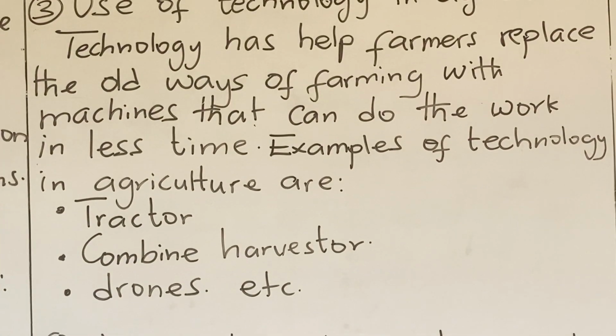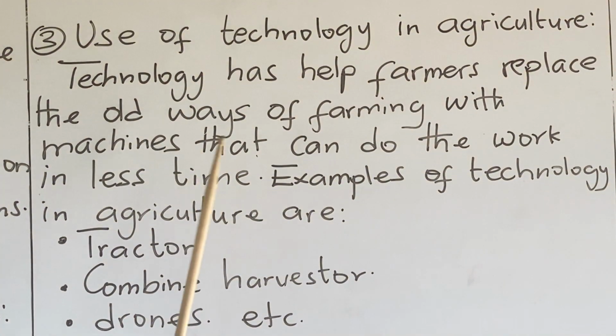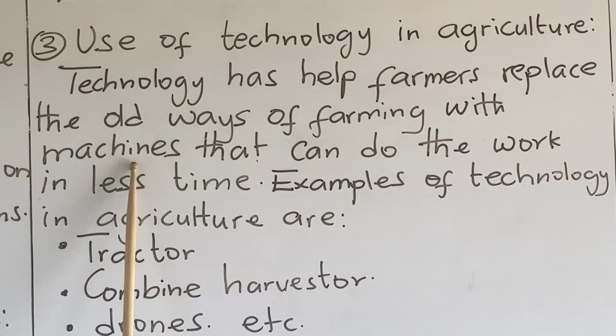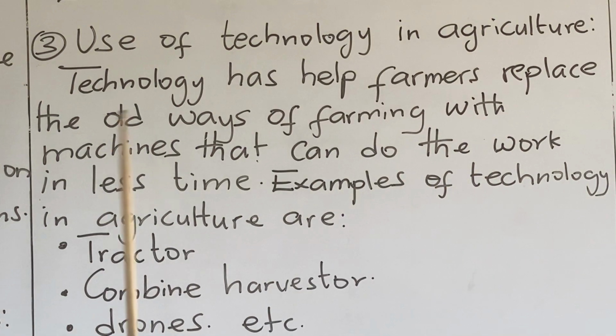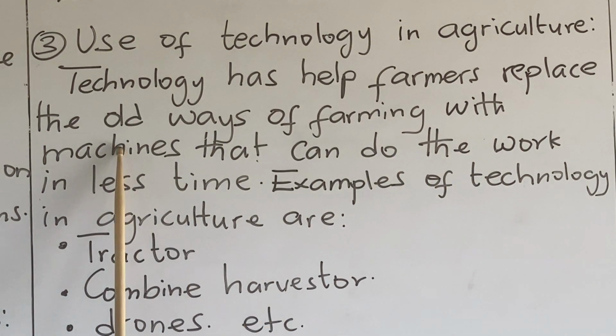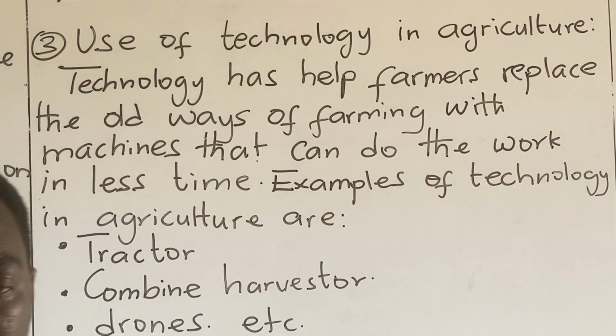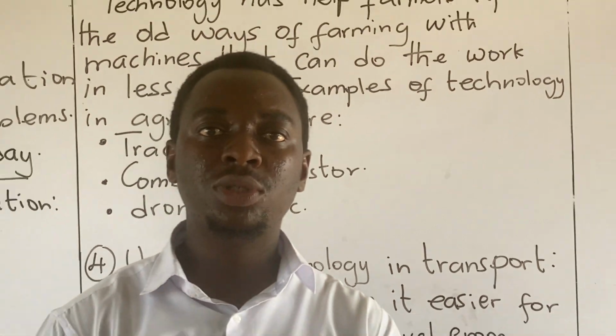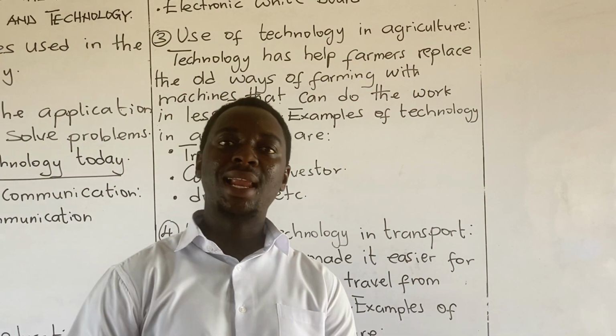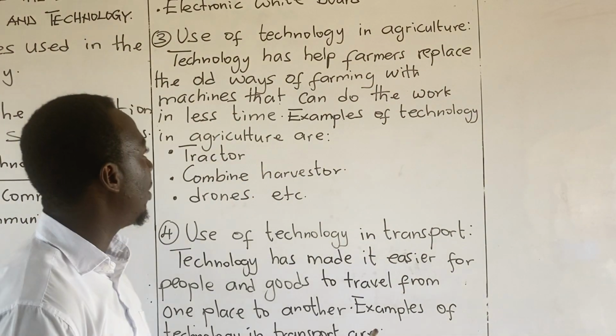There are machines to replace that. Technology has helped farmers replace the old ways of farming with machines that can do the work in less time. There are machines that will do work that human beings would use a full day to do within an hour. Let's look at some of these machines.